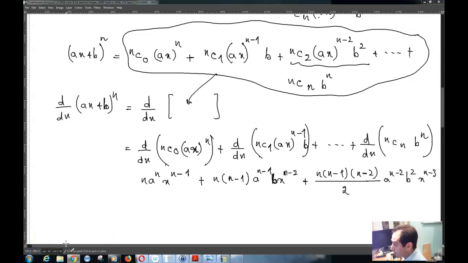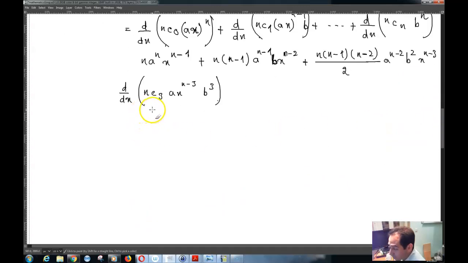Okay, so now the next term after this, suppose we came all the way up to 1, 2, and 3, so that is n combination 2. So now the next term after this is going to be n combination 3, ax raised to the power n minus 3 times b raised to the power 3.